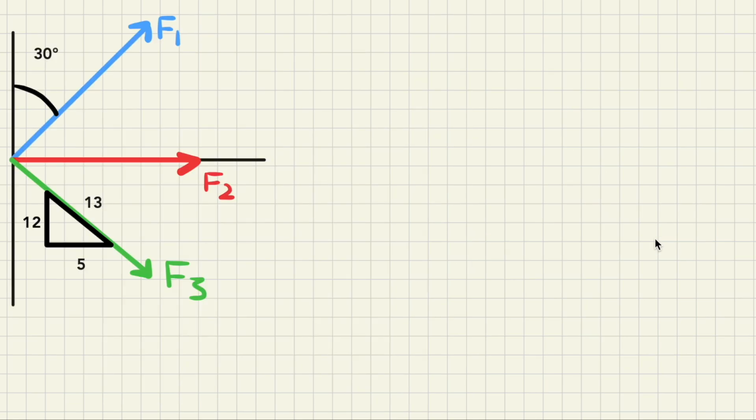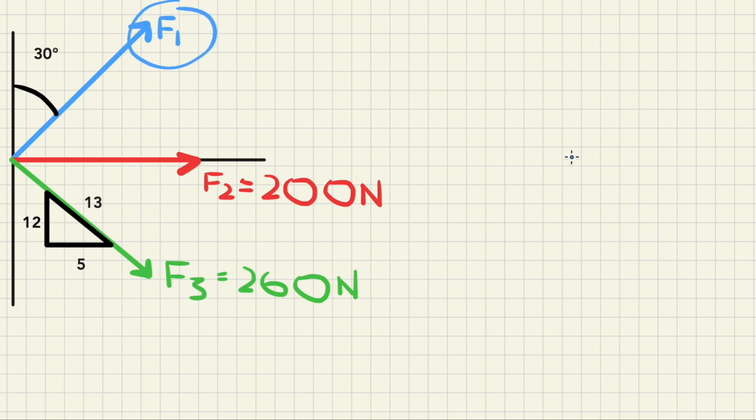So the first thing we're going to do to solve this is, when solving these types of problems, we're always going to start with what we're given. So we're given that F2 is 200 newtons in the positive x direction. And we're also given that F3 is 260 newtons in the positive x direction and in the negative y direction. So what we want to find for this is F1, given that the resultant force is at a minimum.